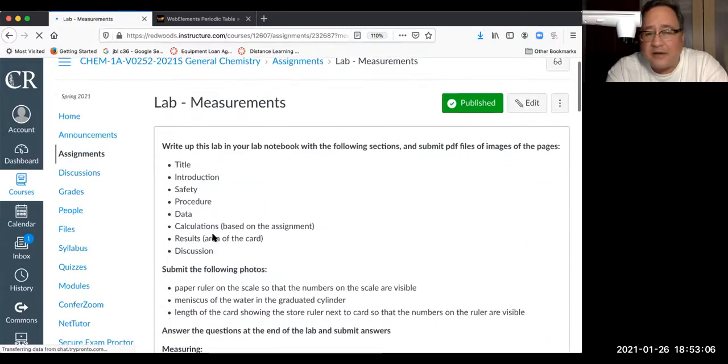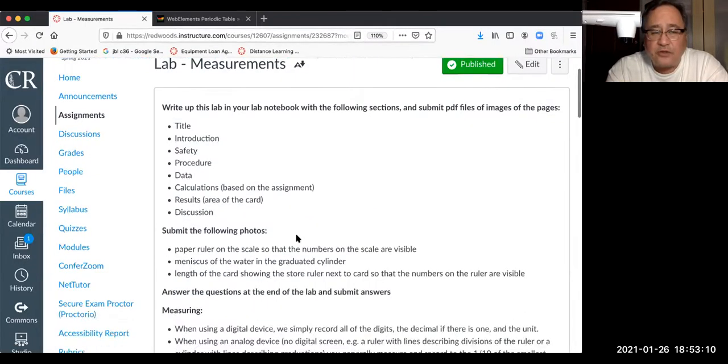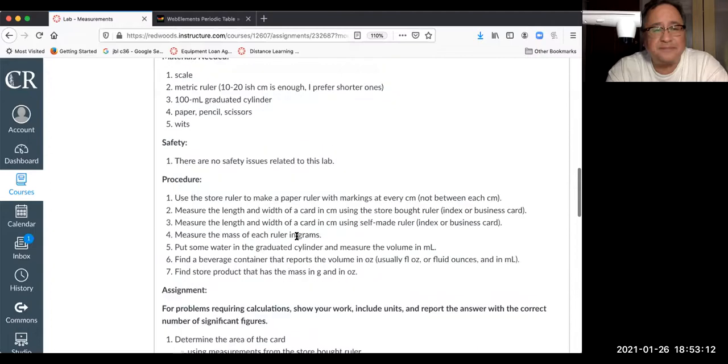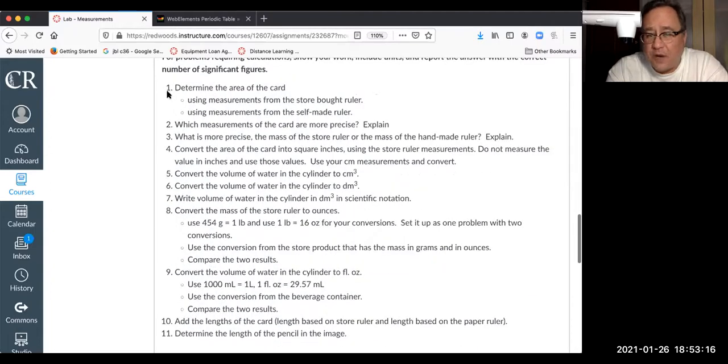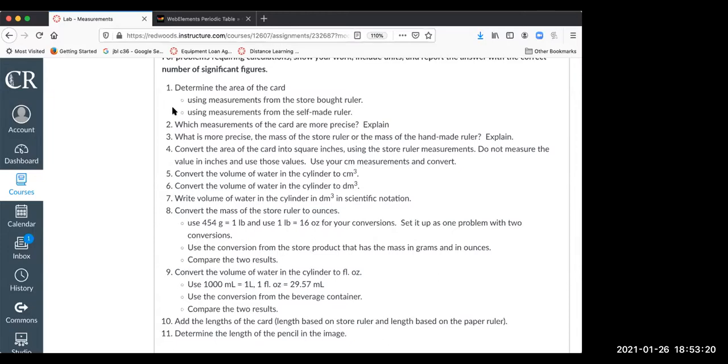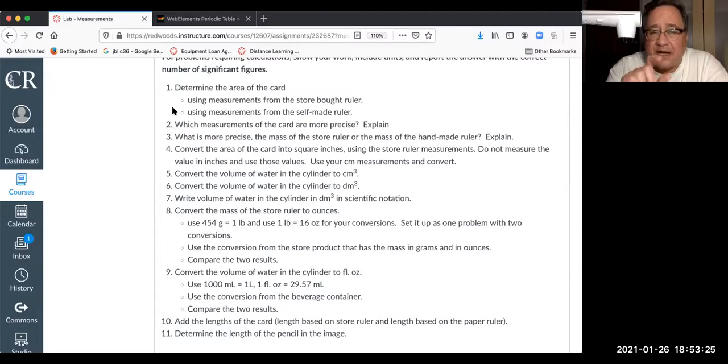Okay, so the calculations here are based on the assignment. If we drop down to the assignment, do you see how number 1 is a calculation? Sure. And I'd put that in my calculation section. Okay. And in my assignment, I'd say refer to the calculation section.